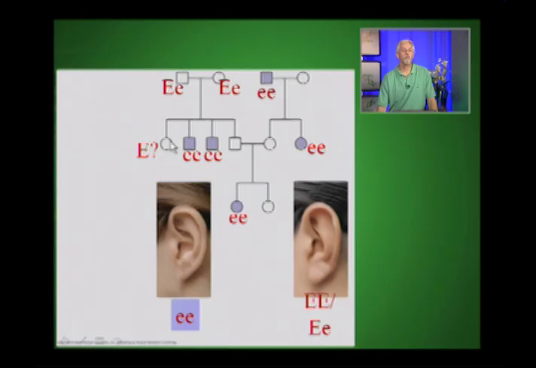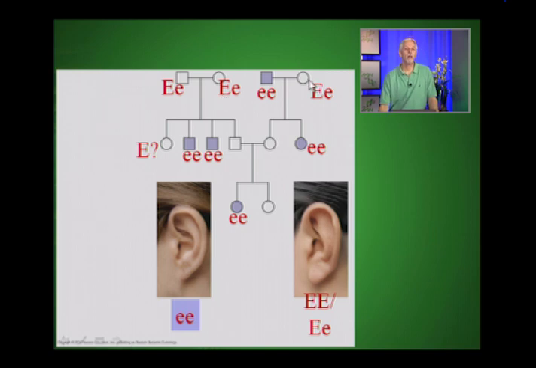Continuing on. Again, this offspring here could be either, because we would need more information to figure that out. So we just know that there are free earlobes, could be homozygous dominant, could be heterozygous, because if you cross this in a Punnett square, those are both possible outcomes there.